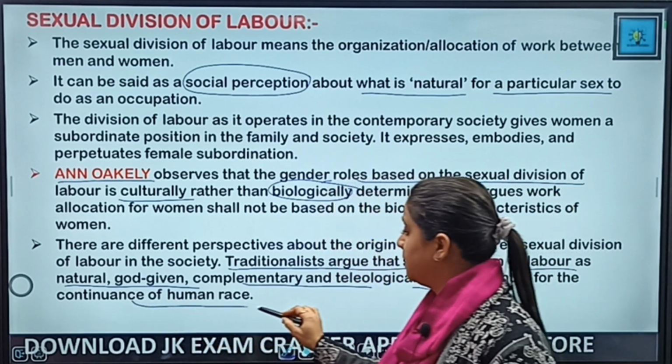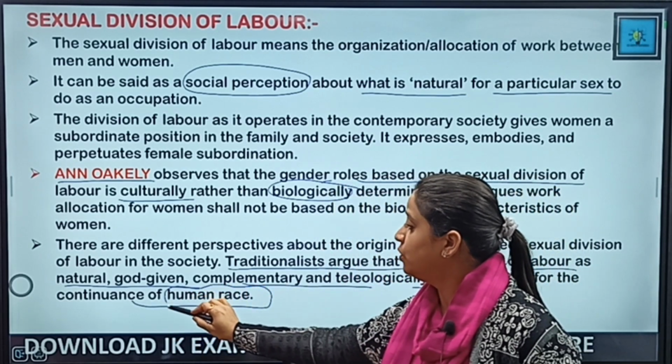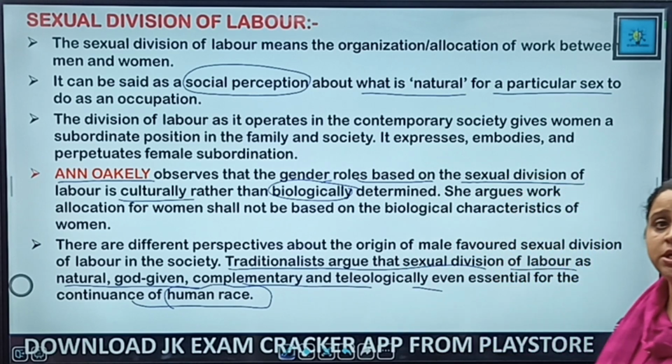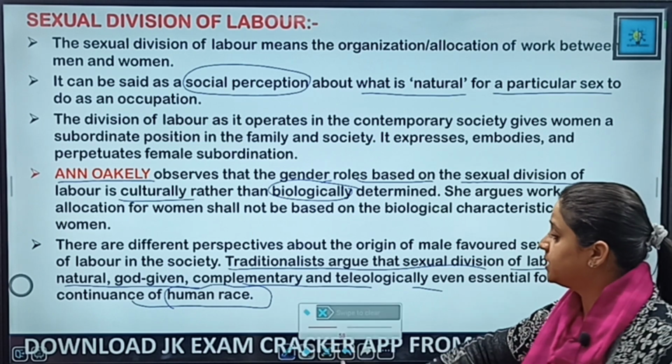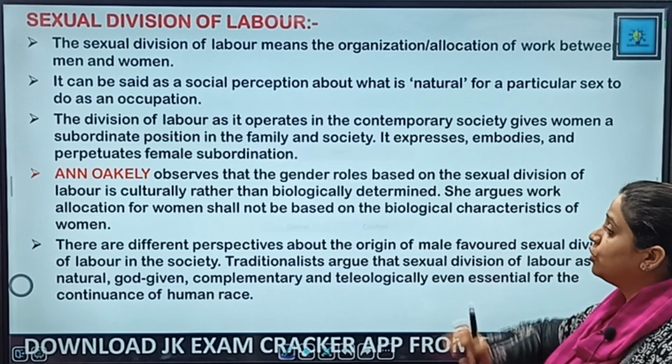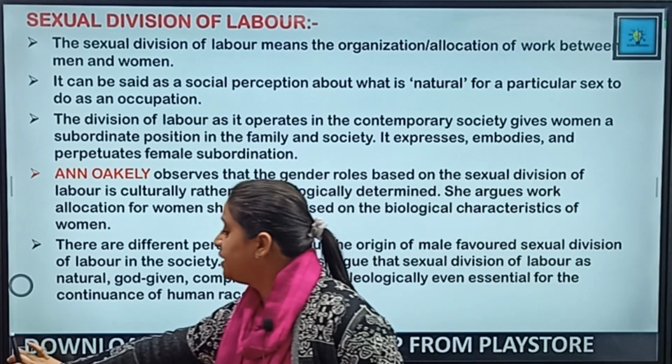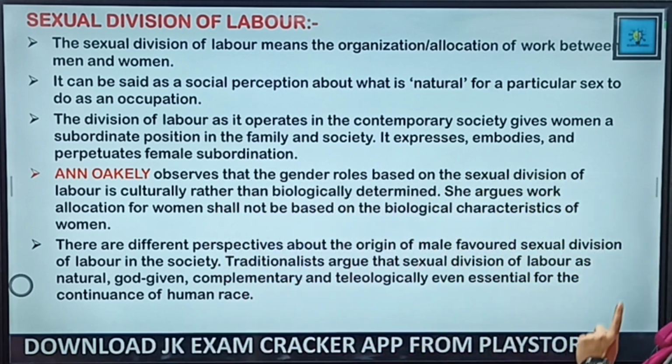Traditionalist लोग कहते हैं that sexual division of labor is natural and God given and complementary, because human race को अगर हमें आगे बढ़ाना है तो विमेन को ऐसा ही करना चाहिए कि उसको घर पे रहना चाहिए and she should take care of the household chores and give birth to children and take care of them, rearing and caring of family. Traditional view कहता है कि sexual division of labor is because of that it is good for the perpetuation of human race.